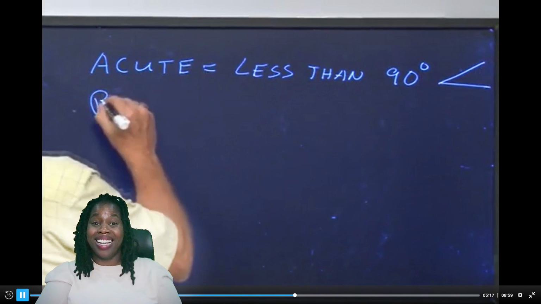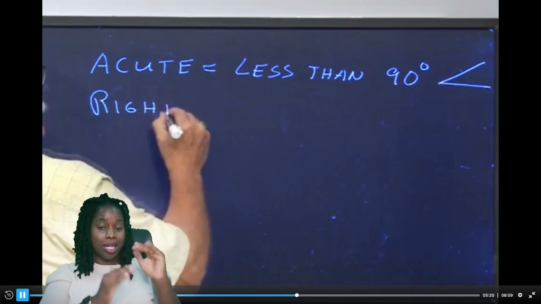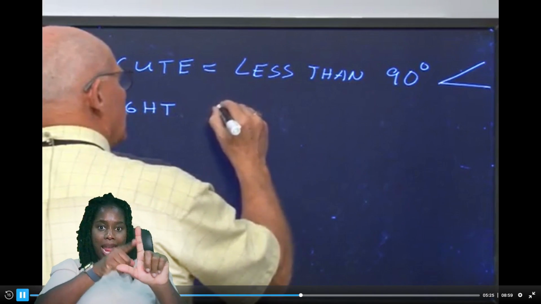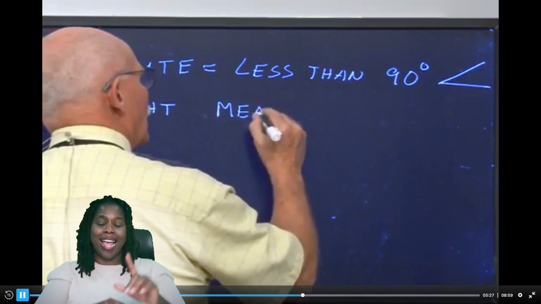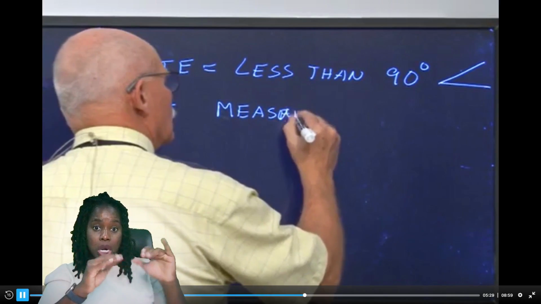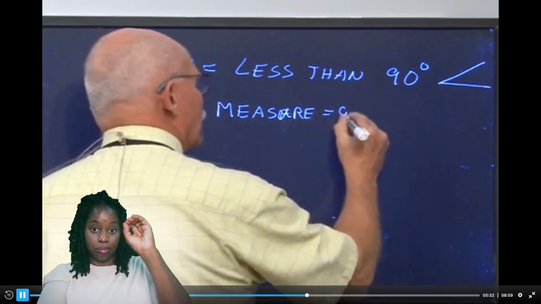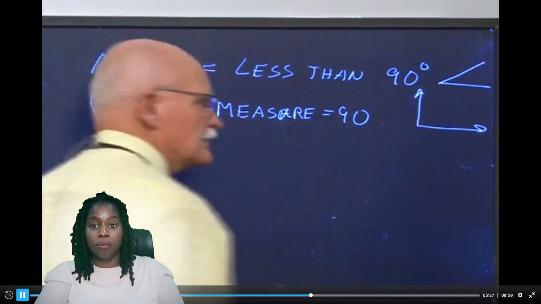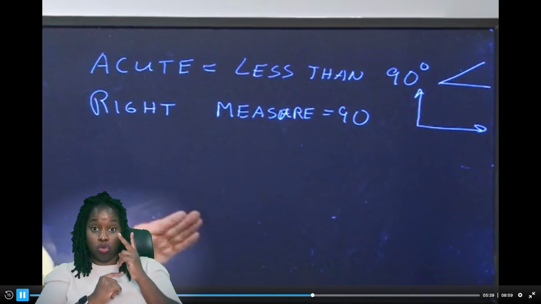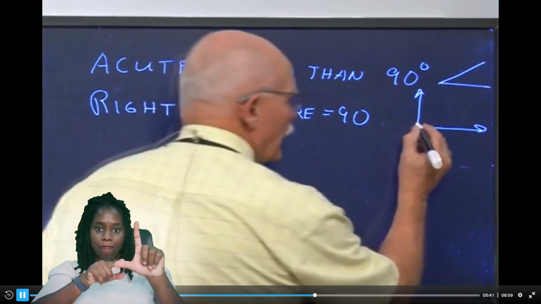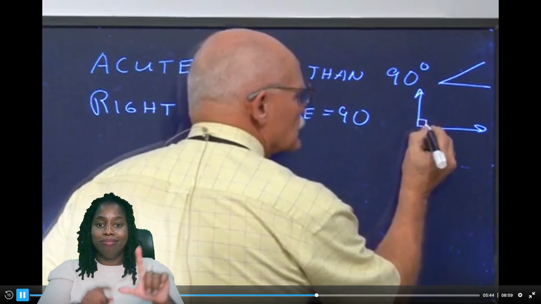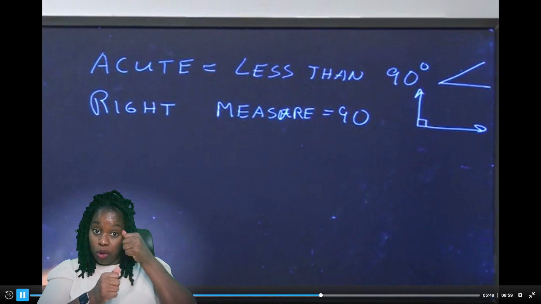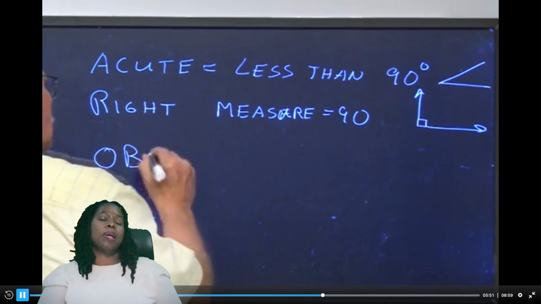If it's equal to 90 degrees, that's called a right angle. A right angle has a measure equal to 90 degrees. So that's a right angle, okay? A quarter of a circle. And when it's a right angle, we'll usually put a little square in there to help us remember that that's a 90-degree angle.